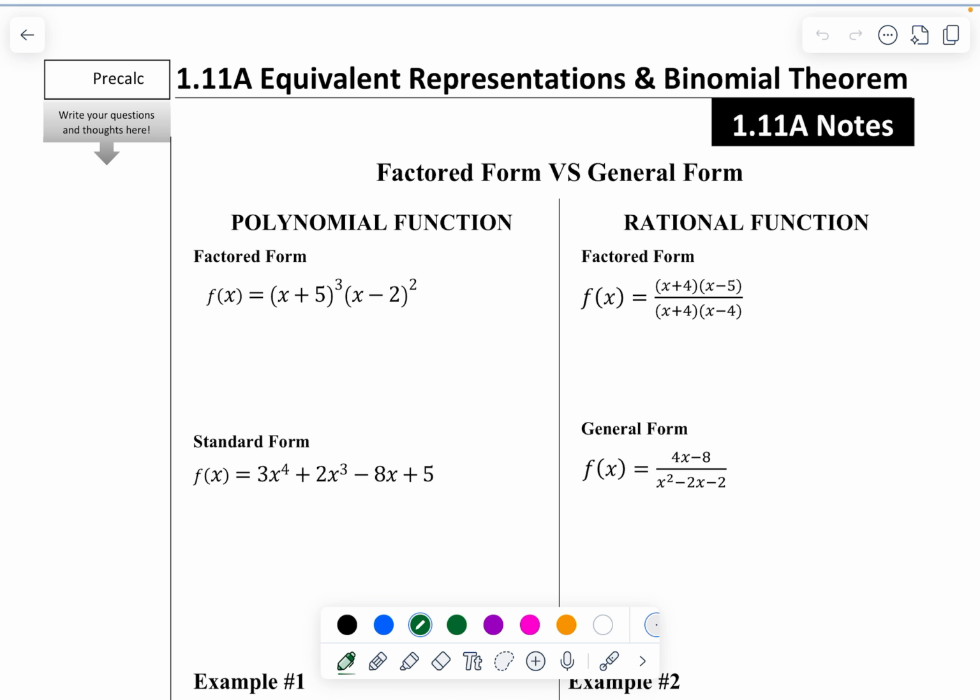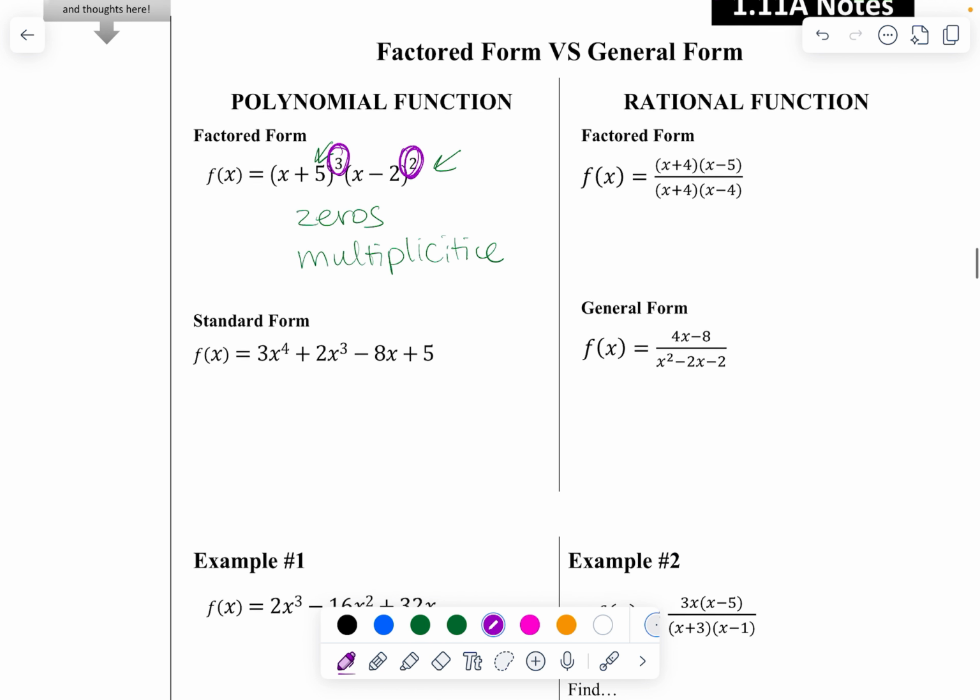When we're given a polynomial function, there's a bunch of different things that we can get from that information. For example, when it's in factored form, we can see both zeros and the multiplicities of the zeros. If I set these equal to 0, we would get x equals -5 and -2, and then their degrees on each of them tells me how many times it happens at that zero.